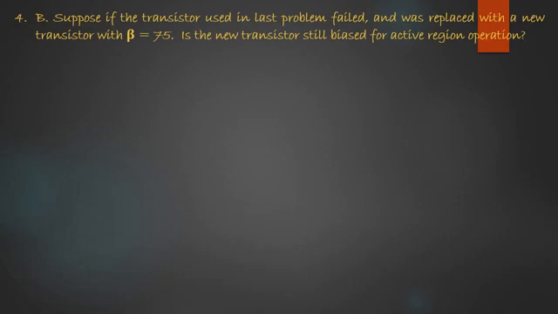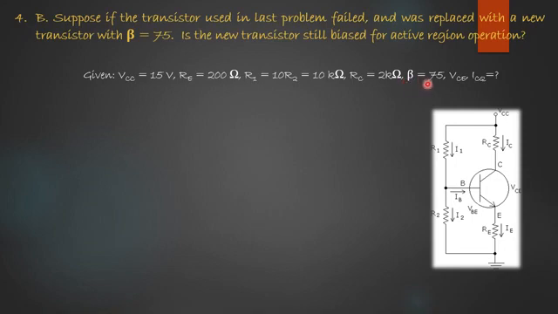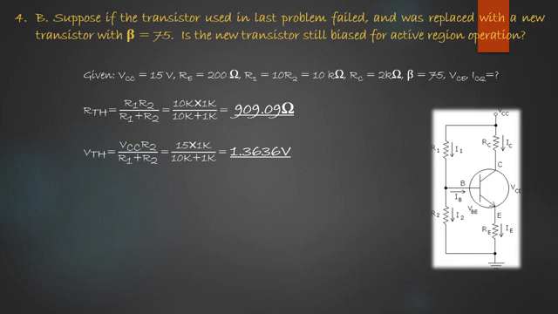A little modification in the earlier problem, where earlier we had the value of beta equal to 100, and now in this particular problem we are going to change the value of beta to be 75, and let's see how it is going to affect IC and VCE. So given the circuit, the self-bias circuit, with all the same parameters, and beta now going to be 75, we first find RTH, where R1 and R2 are in parallel, and VTH, the Thevenin's voltage, comes out to be the same.